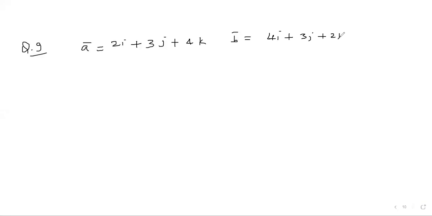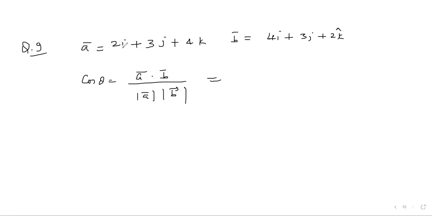And question number 9. We have to find the angle between two vectors. Vector A is given as 2I plus 3j plus 4k, and vector B is given as 4I plus 3j plus 2k. So we apply the formula of the dot product. So cos theta is equal to A dot B divided by modulus A modulus B.